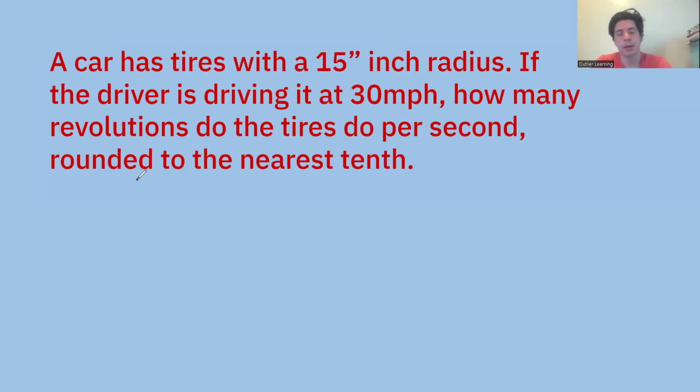So a car has tires with a 15-inch radius. If the driver is driving it at 30 miles per hour, how many revolutions do the tires do per second, rounded to the nearest tenth? Okay, so the big thing here is we're going to be doing dimensional analysis, which you do in chemistry and physics, which is when you convert one unit into another unit. So we're in miles and then we're in inches. So we need to watch out for that.